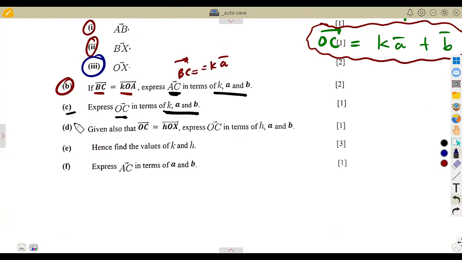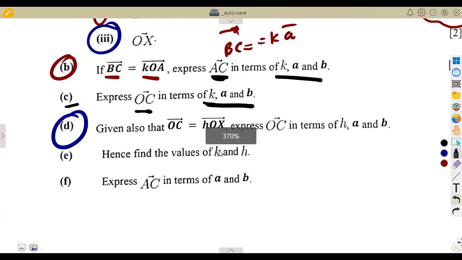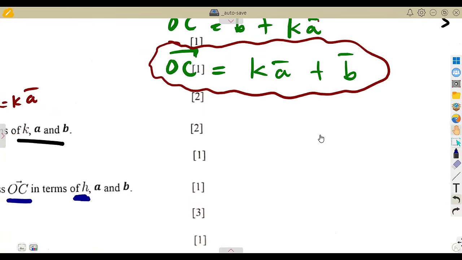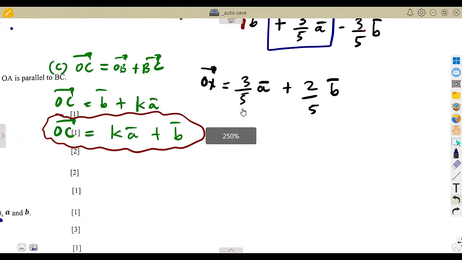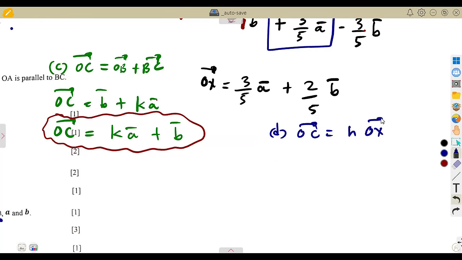Another OC was to be calculated, given also that OC is H OX. Express OC in terms of, this time, H. We have OX already here. We calculated OX before. So they are saying OC is equal to H OX. So that is H times OX.